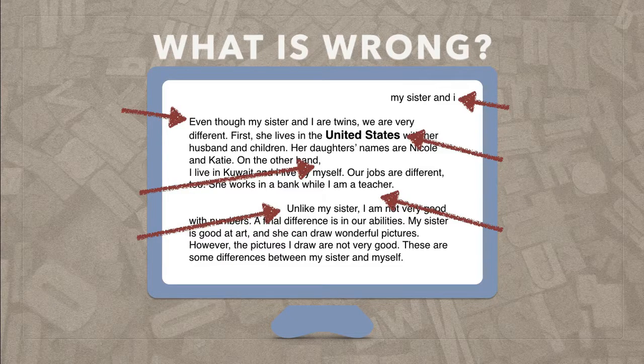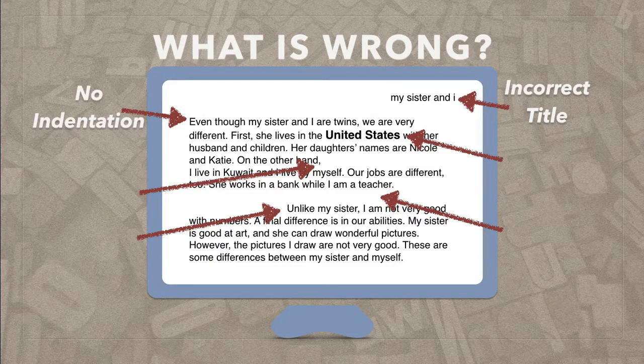So, what's wrong? Here at the top, what do you call this thing? It's a title. What's wrong with the title? Well, it's incorrect for a couple reasons. Number one, if you remember, it's not capitalized correctly. And really, it's not in the right area. Over here, what's wrong? There's no indentation. The writer did not indent. That basically means we need some space right here before you begin writing or typing.